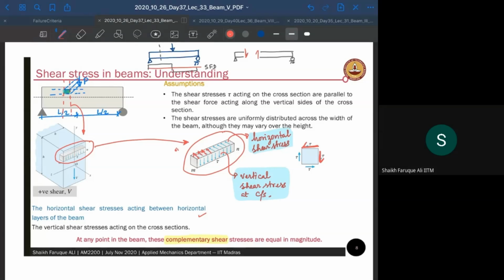So if I take this surface and show that surface in this picture, the shear force is going to graze through the surface, like this.